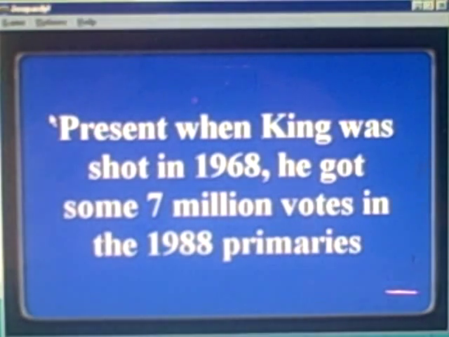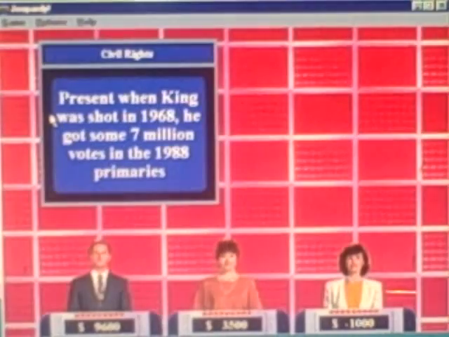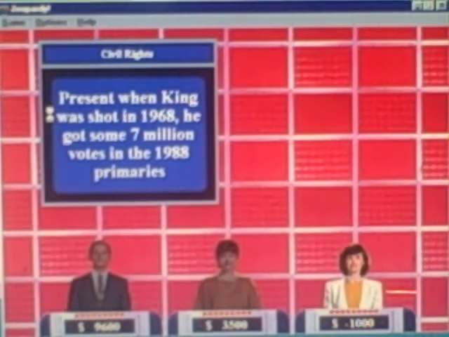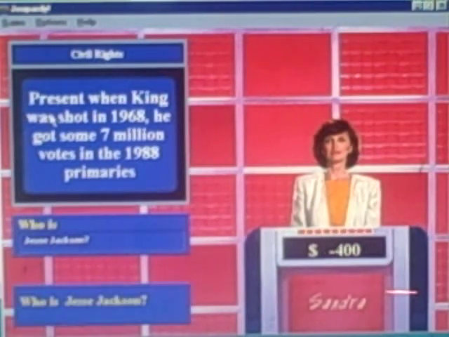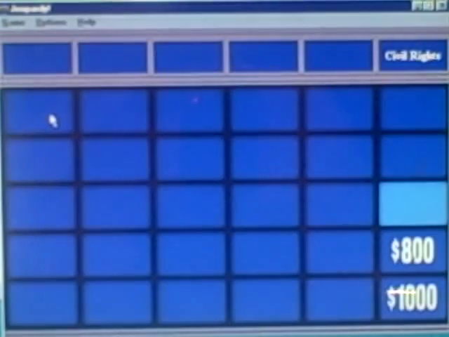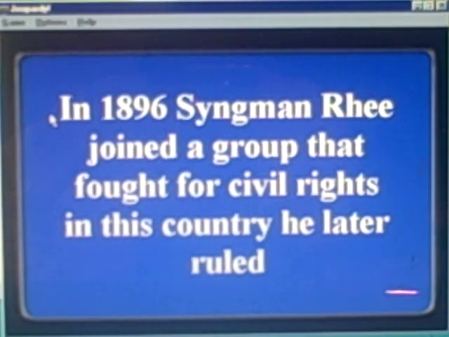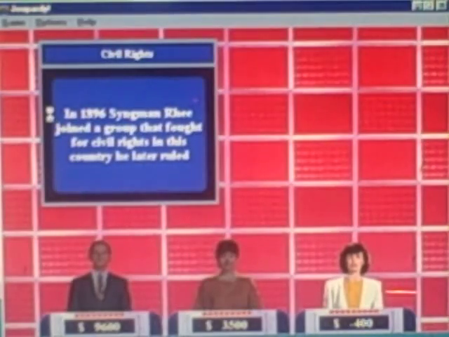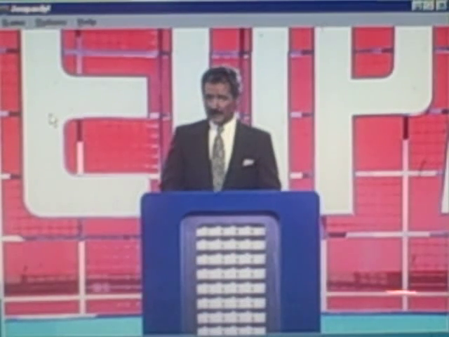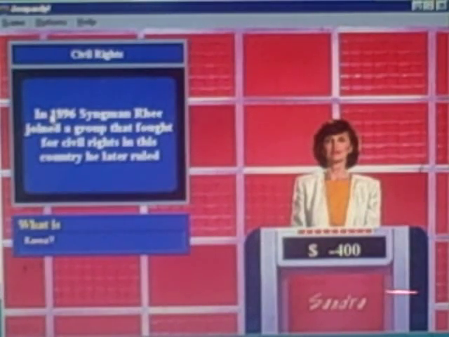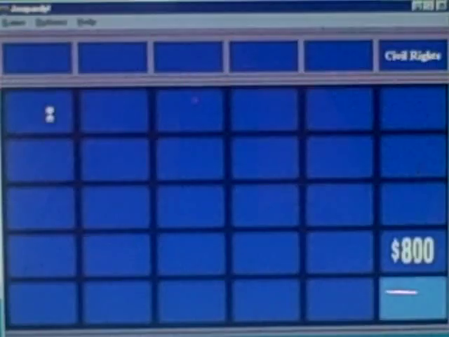For 600. When President King was shot in 1968, he got some 7 million votes in the 1988 primaries. Contestant number 3. Who is Jesse Jackson? You are correct. Contestant number 3, for 1,000. In 1896, Syngman Rhee joined a group that fought for civil rights in this country he later ruled. Contestant number 3. What is Korea? You are correct.